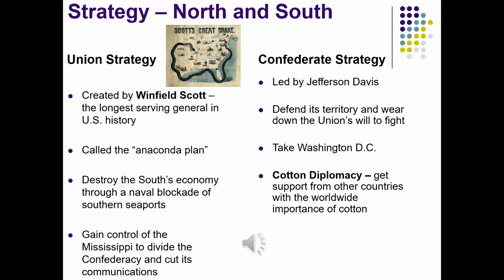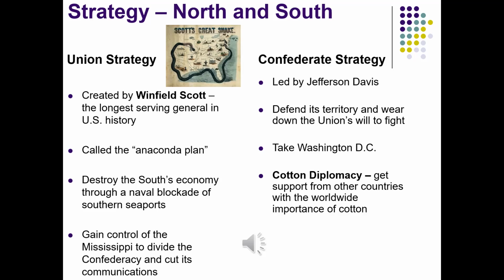One of the reasons why is the South didn't have a navy, and so the Union was going to use its navy to cut off any sort of goods going in and out of the South. The other part of this plan was for the Union to take the Mississippi to divide the Confederacy, cut its communication, and this also served as a place that the Union soldiers could easily get troops to and attack from.